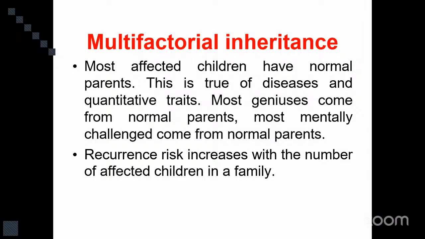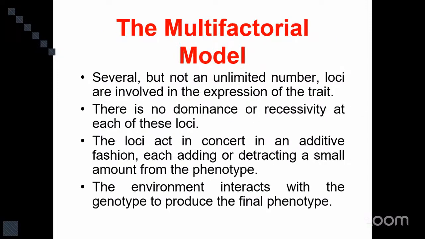Recurrence risk increases with the number of affected persons, children in the family. We have already stated that several, but not an unlimited number of, loci are involved in the expression of the trait. There is no dominance or recessiveness at each of these loci. The loci act in concert in an additive fashion, each adding or detracting a small amount from the phenotype. So what is that supposed to mean?